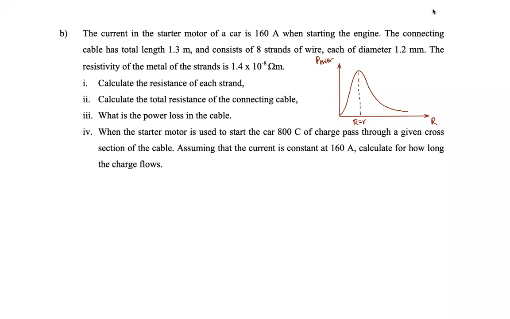There are 8 strands of wire, each of diameter 1.2 millimeter. The resistivity of the metal is 1.4 into 10 to the power minus 8 ohm meter. Looks like we will need to use pi here, but they have not asked us to use 3 for pi, so you can't use 3 for pi.